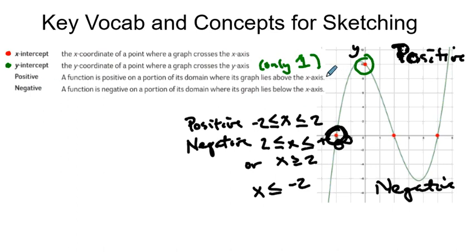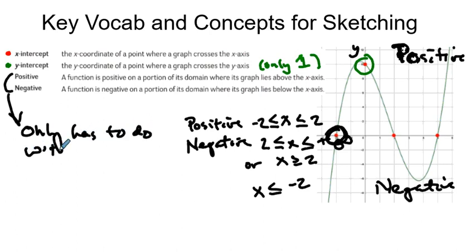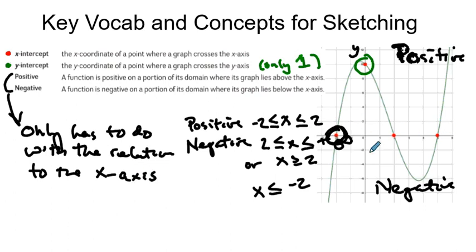Now, don't get that confused with increasing or decreasing. We're going to talk about that in a second. Positive and negative only has to do with its relation to the x-axis, right? So if you think of the x-axis as kind of like the ground, if it's below ground, it's negative. If it's above ground, it's positive, okay? So whatever you got to do to remember that, you go do that. But positive is above the x-axis, negative is below the x-axis, all right?